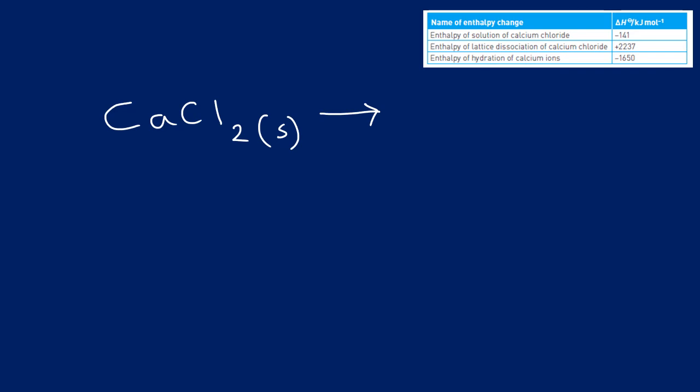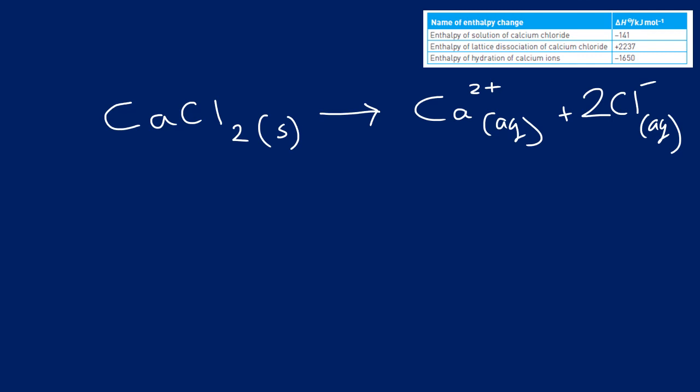Calcium chloride, CaCl2. And I'm going to turn it into aqueous ions. So I have 2 chloride ions here. And I've been given a value for the enthalpy of solution of calcium chloride. It is minus 141.